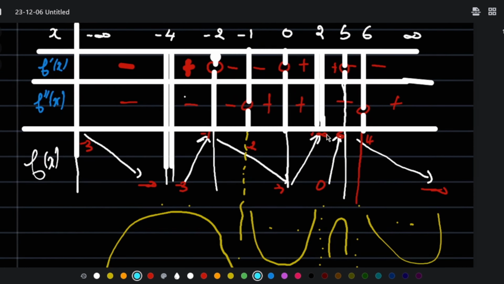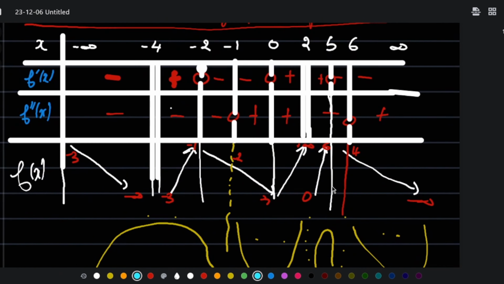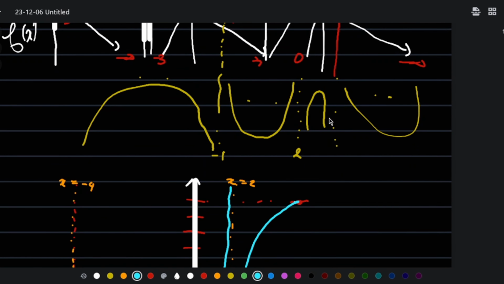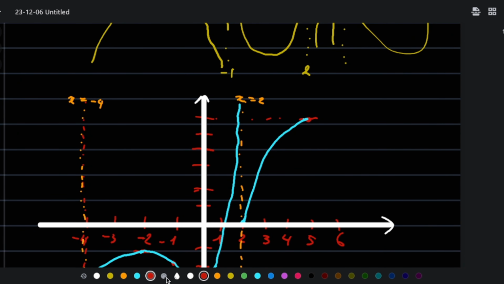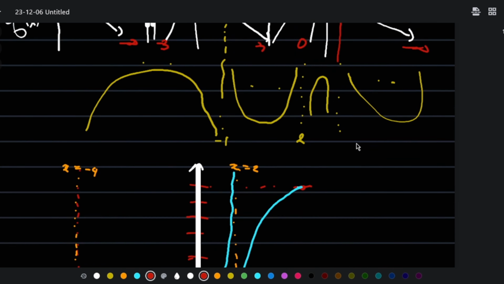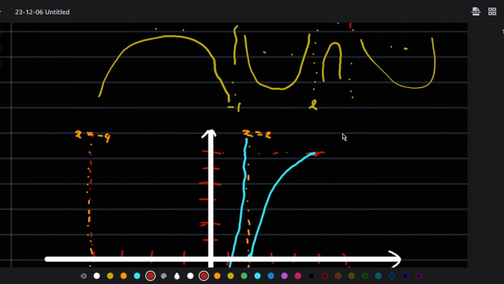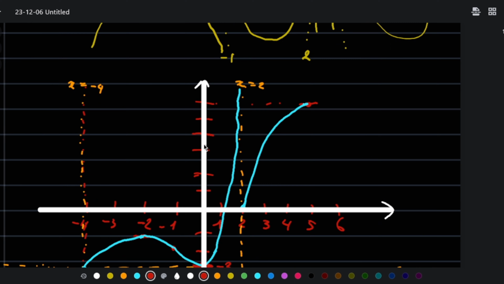Okay, sorry, I made a mistake. 6 is the inflection point. So 6, the image of 6 is 4.